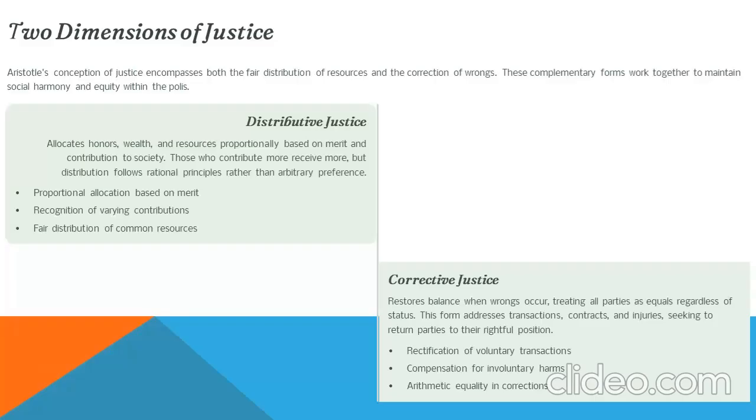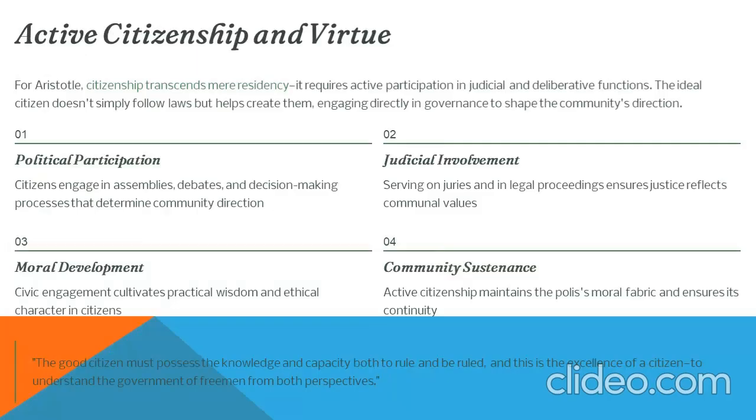Corrective justice restores balance when wrong occurs, treating all parties as equals regardless of status. This form addresses transactions, contracts, and injuries, seeking to return parties to their rightful position. Rectification of voluntary transactions, compensation for involuntary harms, arithmetic equality in corrections.